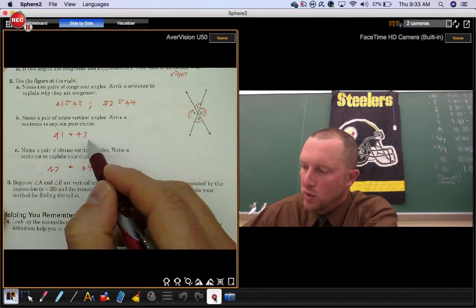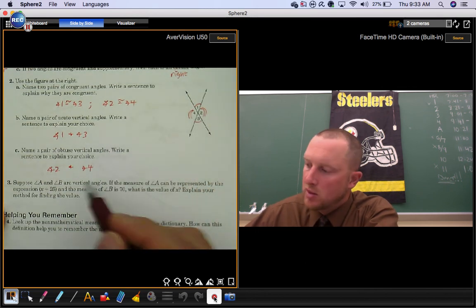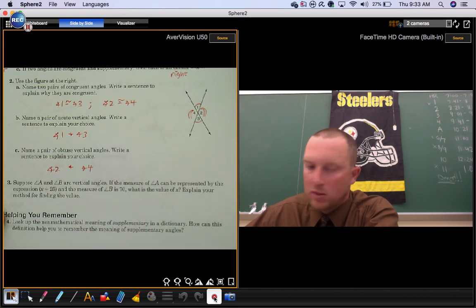Why did you choose those as the acute ones? Well, you can look at the picture and clearly see they're acute angles. Same thing down here. These are definitely obtuse angles.